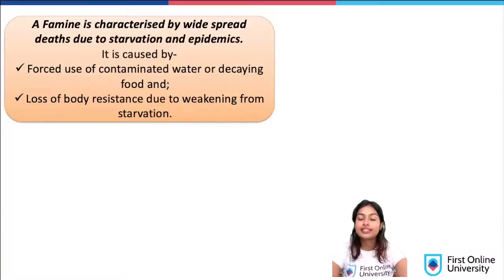Now, let us see what exactly a famine is. It is characterized by widespread deaths due to starvation and epidemics, right? So, why is it caused? Because of bad quality food, bad quality water, and diseases. When you consume bad quality food and bad quality water, your immune system automatically becomes very weak, and you lose resistance to any diseases that come, such as typhoid and cholera. So this ultimately leads to starvation and finally death. So this is exactly what a famine is.